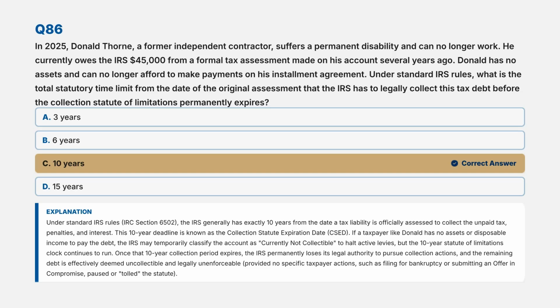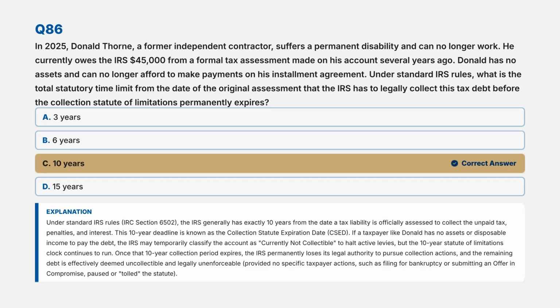If a taxpayer like Donald has no assets or disposable income to pay the debt, the IRS may temporarily classify the account as currently not collectible to halt active levies. But the 10-year statute of limitations clock continues to run. Once that 10-year collection period expires, the IRS permanently loses its legal authority to pursue collection actions, and the remaining debt is effectively deemed uncollectible and legally unenforceable, provided no specific taxpayer actions, such as filing for bankruptcy or submitting an offer in compromise, paused or tolled the statute.